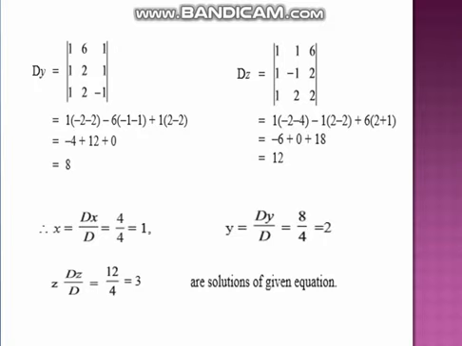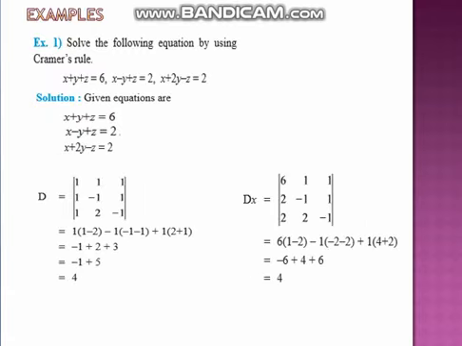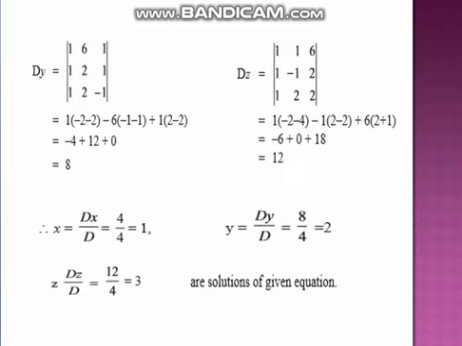Then let us calculate dy. Now how to get dy? The second column of D. This is the second column of D. You have to replace it with the right hand side, that is 6, 2, 2. The remaining first and third columns of D remain the same. So the value of dy is 8.